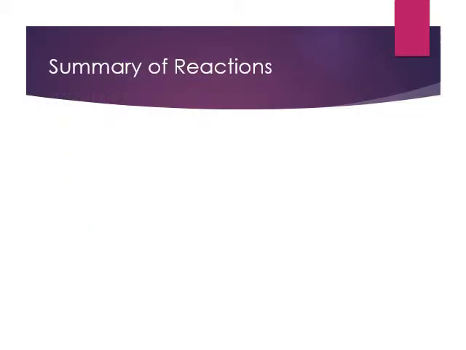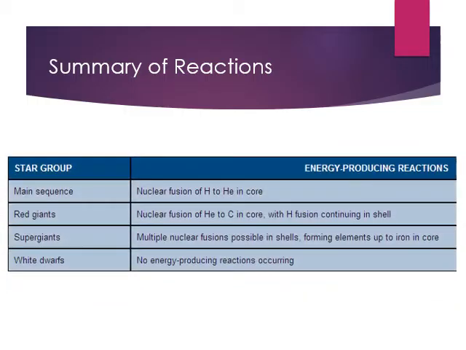So here's a table to summarise the reactions. As we can see, main sequence stars have nuclear fusion of hydrogen to helium in the core. Red giants, we're getting fusion of helium to carbon, with hydrogen fusion continuing in a shell. Supergiants, multiple nuclear fusions possible in shells, forming elements up to iron in the core. And white dwarfs have no energy-producing reactions occurring at all.